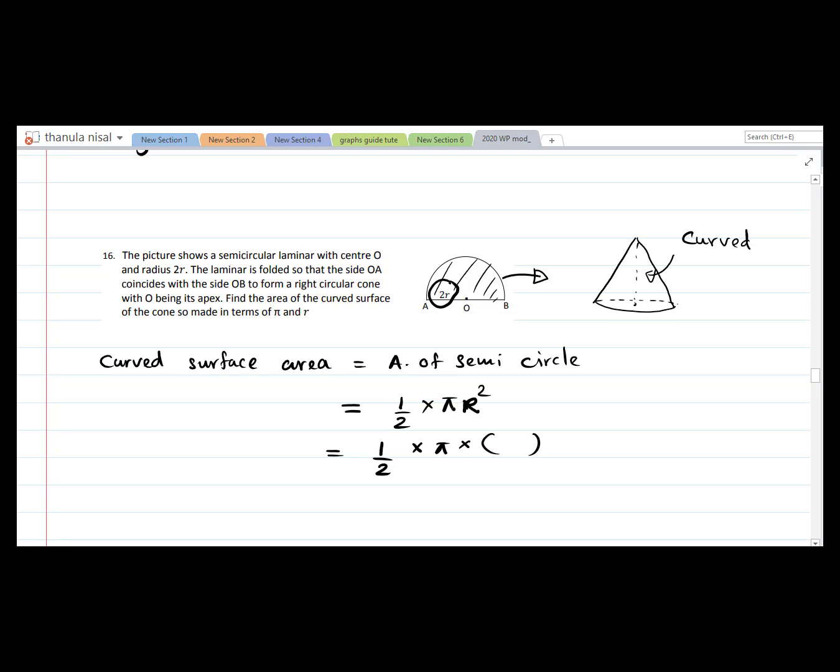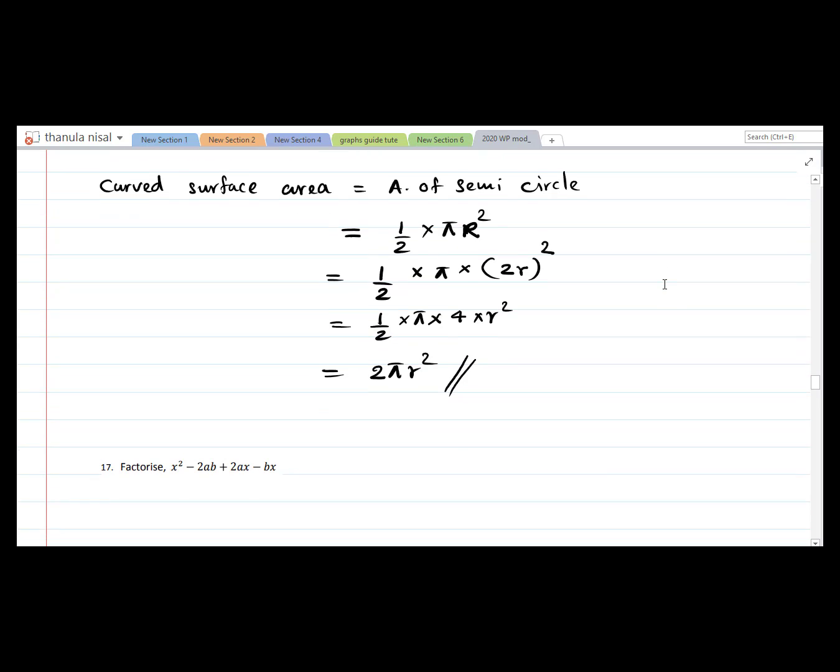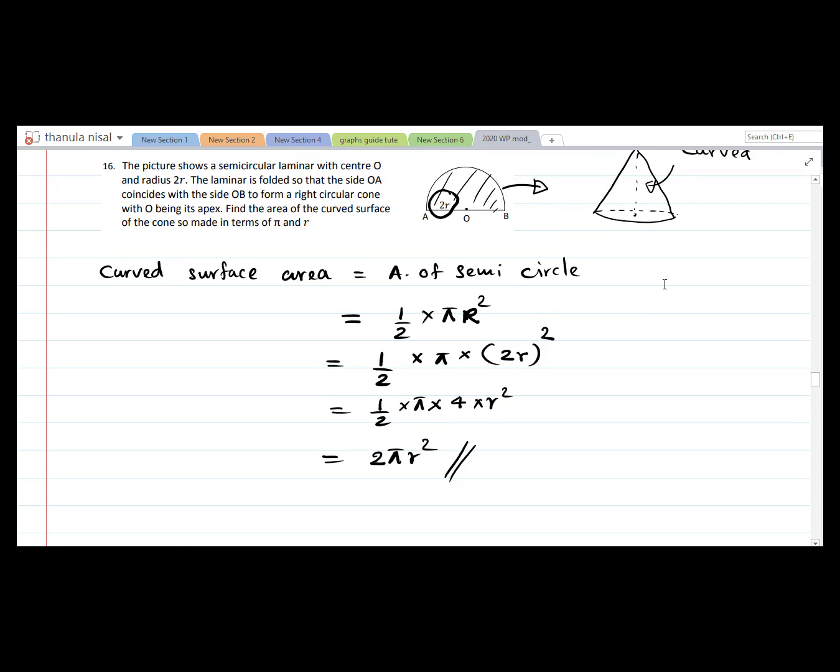They have given the radius in terms of R, that is 2 times R. Just simplify. Half into pi into 2 into 2, that is 4 R square. Therefore, the final value is 4 over 2, that is 2 pi R square. This is the curved surface area of the new cone.